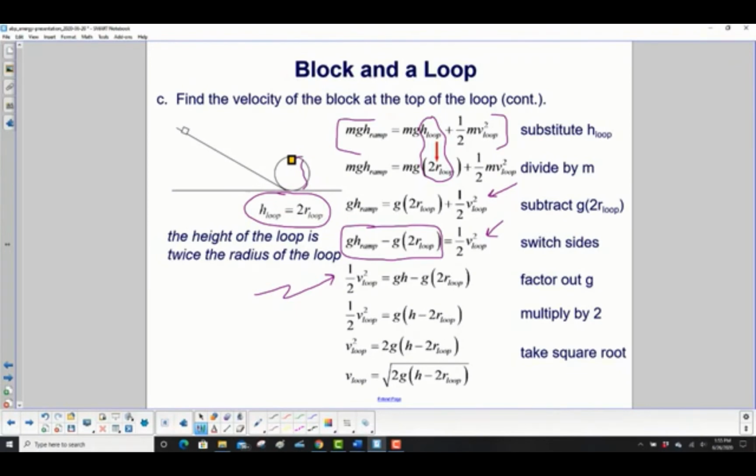Can I do anything? Yeah, you always like to factor. It reduces the amount of multiplication you do. So we take the g out in front. We then multiply both sides by 2 to clear that 1/2. And finally, take the square root of v squared, and this is our expression that we will plug numbers into.